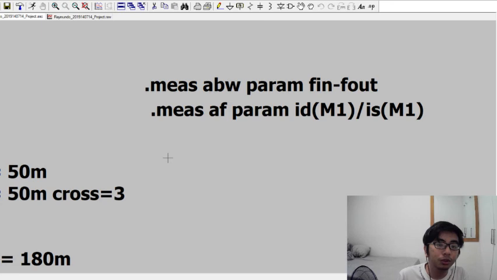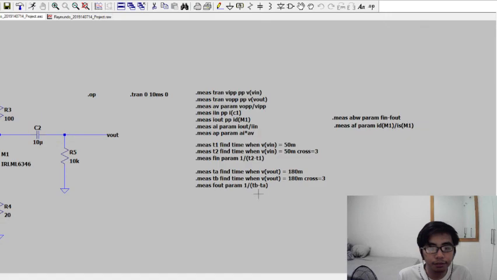And to find the amplification factor, we use ID, or I drain, divided by I source, and that is it for the demonstration.